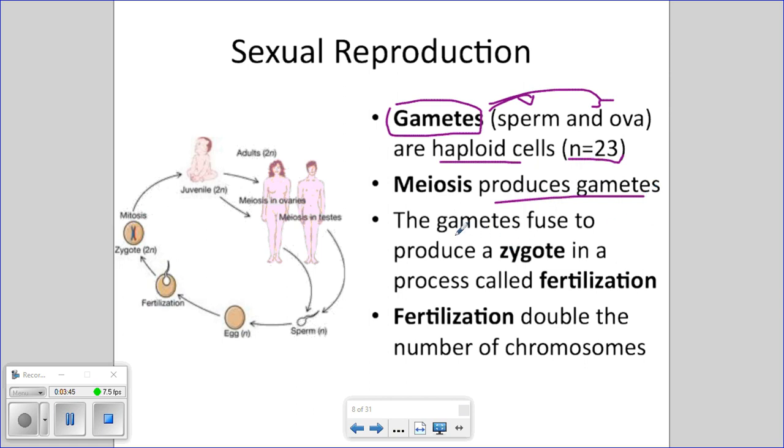When these gametes fuse together, so when a sperm cell fertilizes an egg cell, it produces the zygote. If the sperm is N, meaning it has 23 chromosomes, and the egg is N, meaning it has 23 chromosomes, those 2 sets of chromosomes will combine to produce a diploid organism, that is 2N. That process of fertilization is what will produce the diploid zygote. So fertilization really doubles the number of chromosomes.